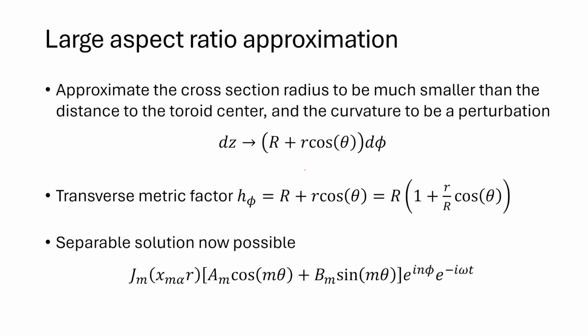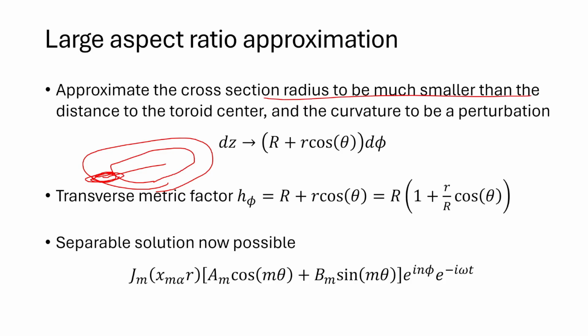So first, we make this thing called a large aspect ratio approximation. That's saying that, if this is our toroid, right? This cross-section is going to be a lot smaller than this radius, right? So that sort of allows us to make it a ring. Is that what it is? Yeah, the cross-section radius is much smaller than the distance to the toroid center.